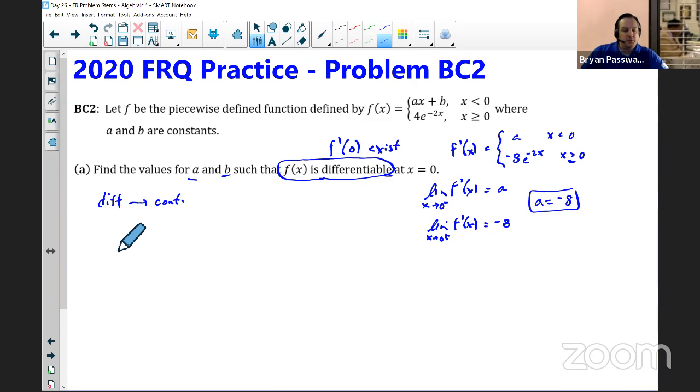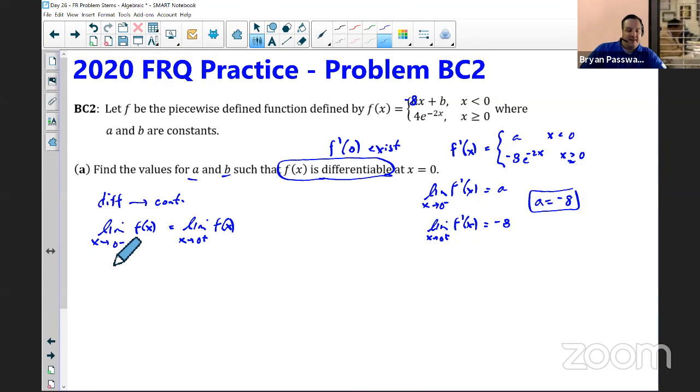F has to be continuous, which means the limit as x approaches 0 from the left of just the function f has to also equal the limit as x approaches 0 from the right of f. That's one of the properties of continuity, right? That the left and right limits of the function have to be the same. And so we can also take the limits from the left and right of the original function. Well, luckily for us, we already found out that a was -8. So I can replace that with a -8 if I wanted to.